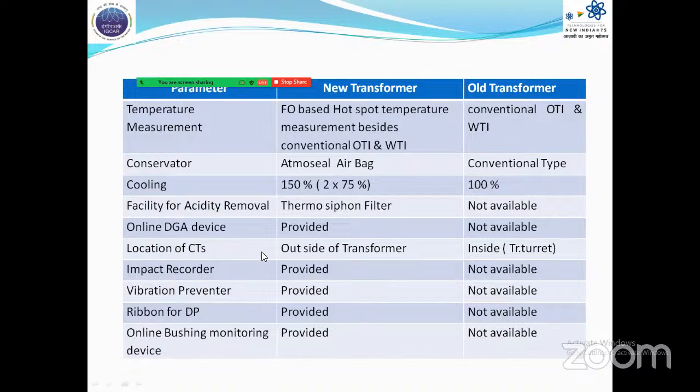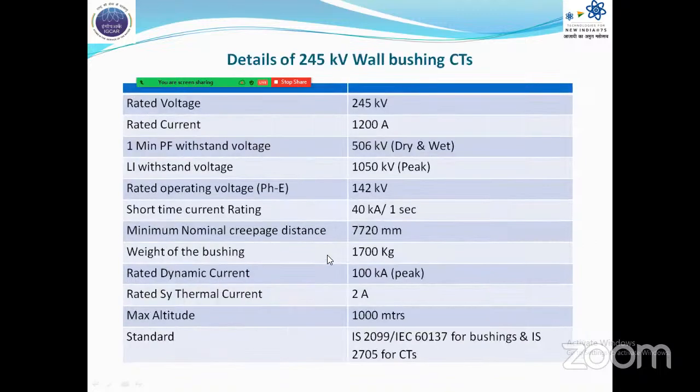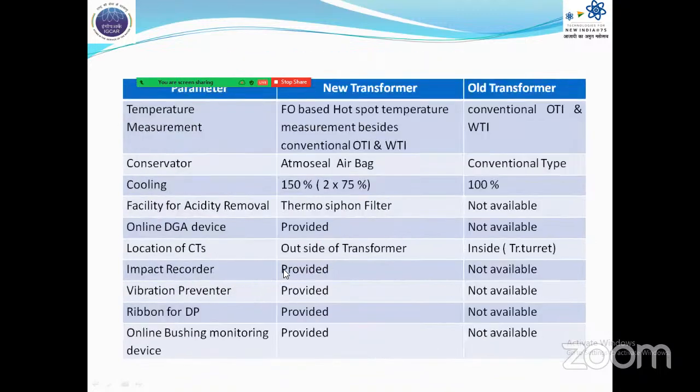This is one major new development adopted in this transformer. And the location of CTs we have already seen: in the earlier transformer it was inside the transformer, now it is outside. Then the impact recorder: while the transformer is shifted from factory to site, an impact recorder is provided so that we can ensure the transformer has come without any abnormal impact during transportation. And a vibration preventer is provided at the bottom of the transformer to minimize vibrations and noise level. And there is one ribbon provided for DP sampling.